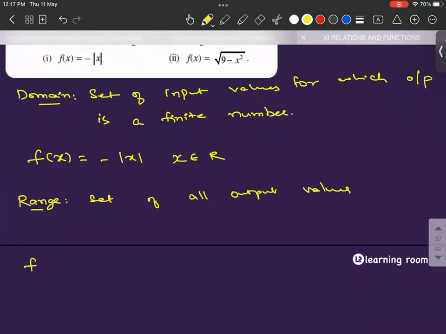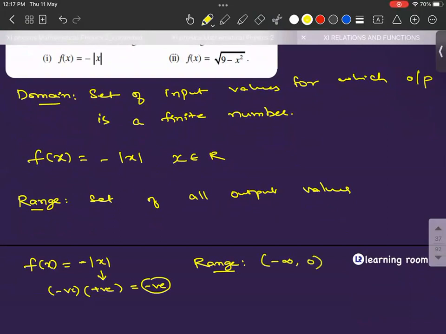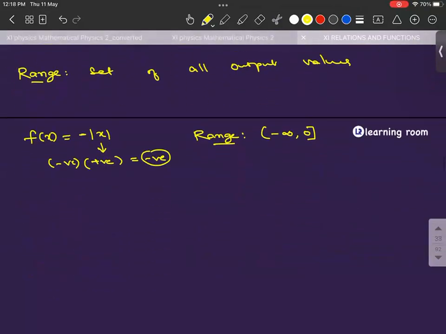But for f of x is equal to negative of mod x, I have a positive number here and I have a negative sign here. What will happen to it? It will become negative. So what is the meaning of this? The range of negative of mod x is going to be all negative real numbers. You can get 0 also. So you will get minus infinity to 0, where 0 is included. Are you able to understand?